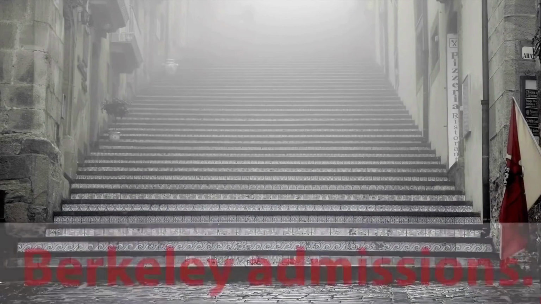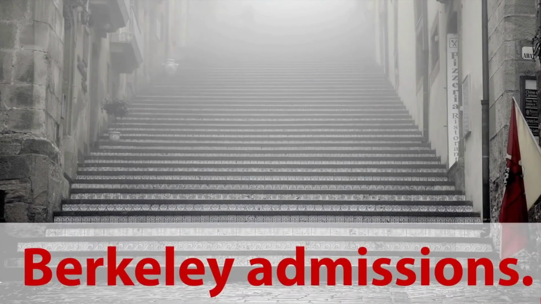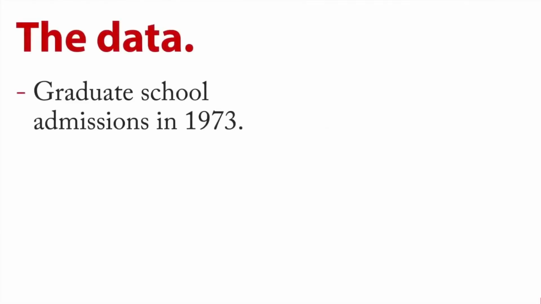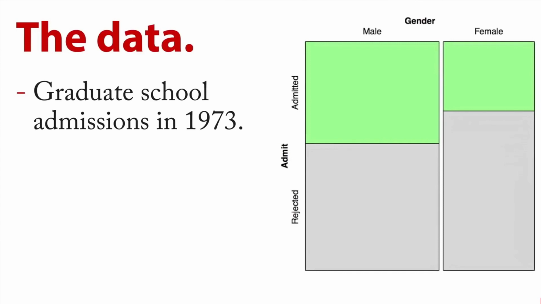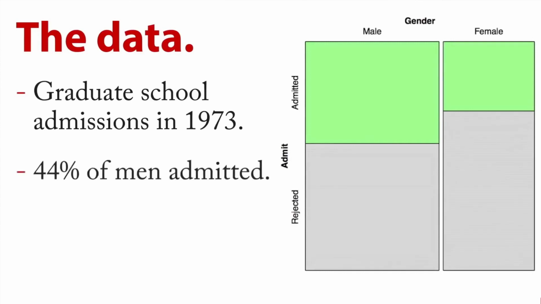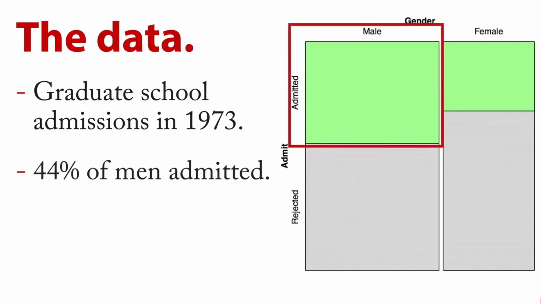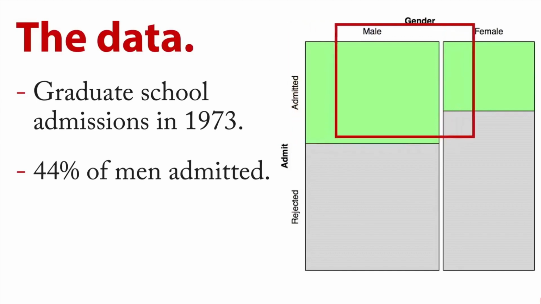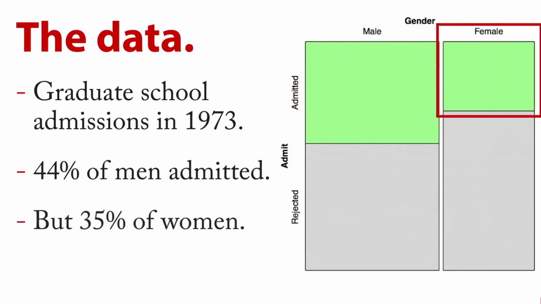I'm going to give a very famous data set, Berkeley admissions. Now, these are not stairs to Berkeley, but it gives the idea of trying to get into something that's far off and distant. Here's the data. This is graduate school admissions in 1973. So it's over 40 years ago. But the idea is that men and women were both applying for graduate school at the University of California at Berkeley. And what we found is that 44% of the men who applied were admitted. That's their part in green. And that of the women, only 35% were admitted when they applied.